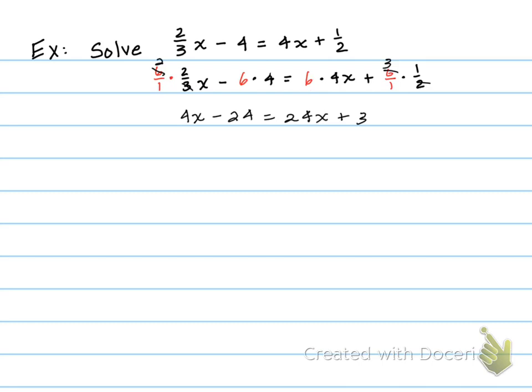What do you guys want to do? Do you want to subtract 24x first, or do you want to subtract 4x first? I'm a lefter. I'm a lefter as well. So let's subtract 24x from both sides. 4x minus 24x is negative 20x. And 24x minus 24x is 0, plus 3 is 3.